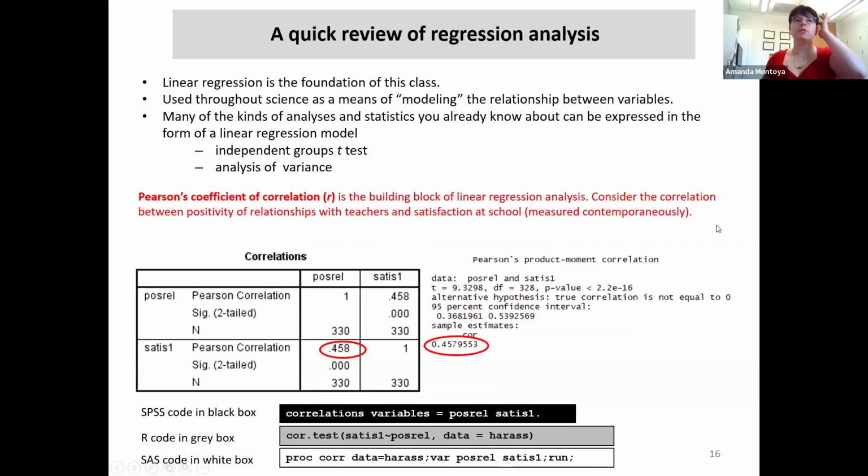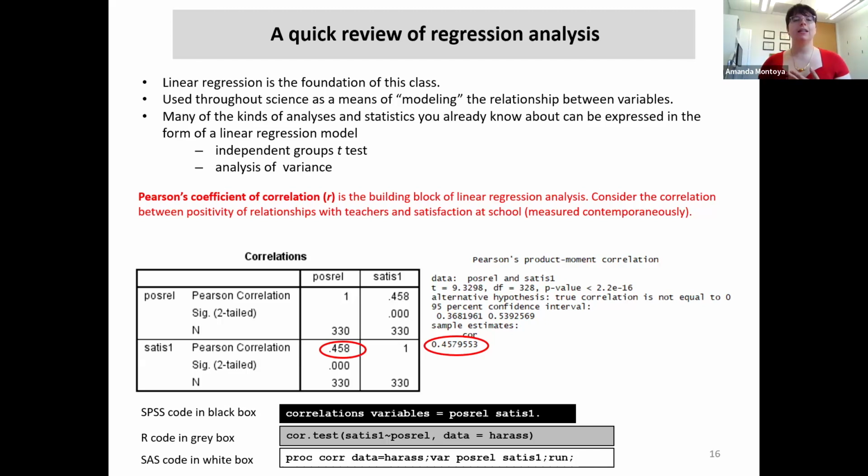Excellent. I want to start with a quick review of regression analysis. We're going to be using regression for everything that we do in this class. Regression is used in a lot of different contexts as a means for modeling the relationships between variables. There are, of course, other methods for doing this. But linear regression, I think, is kind of a shared language across a lot of different fields, and it has really nice connections to some of our most basic tests, like independent group t-tests and ANOVA.